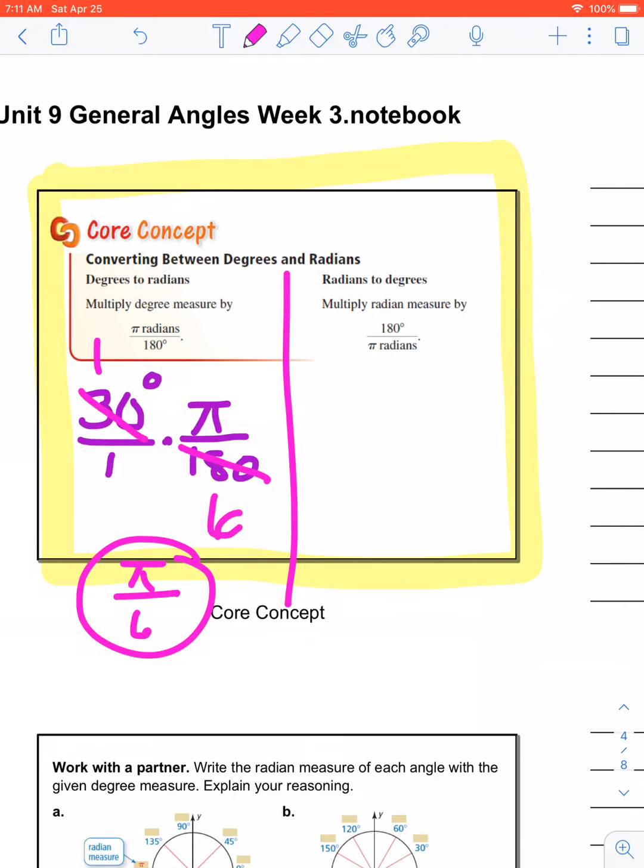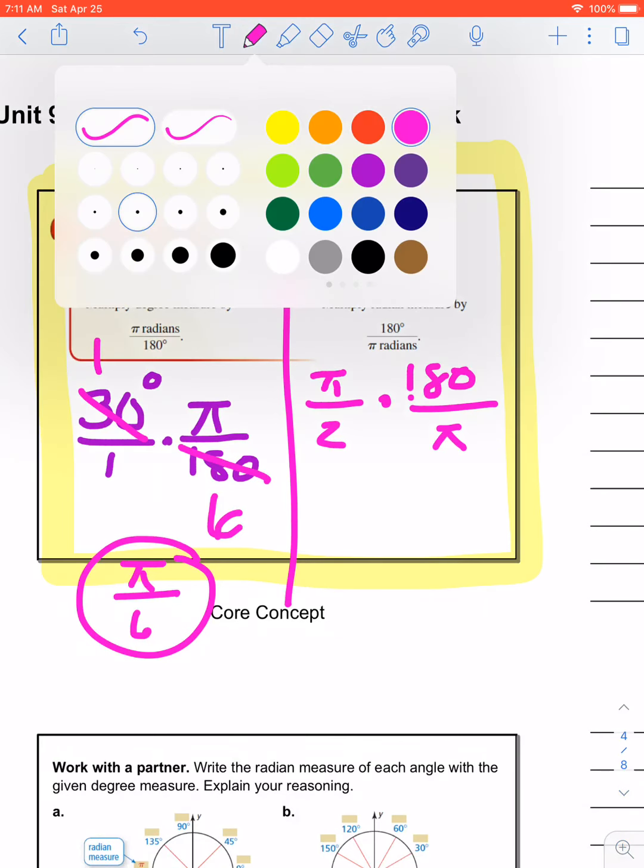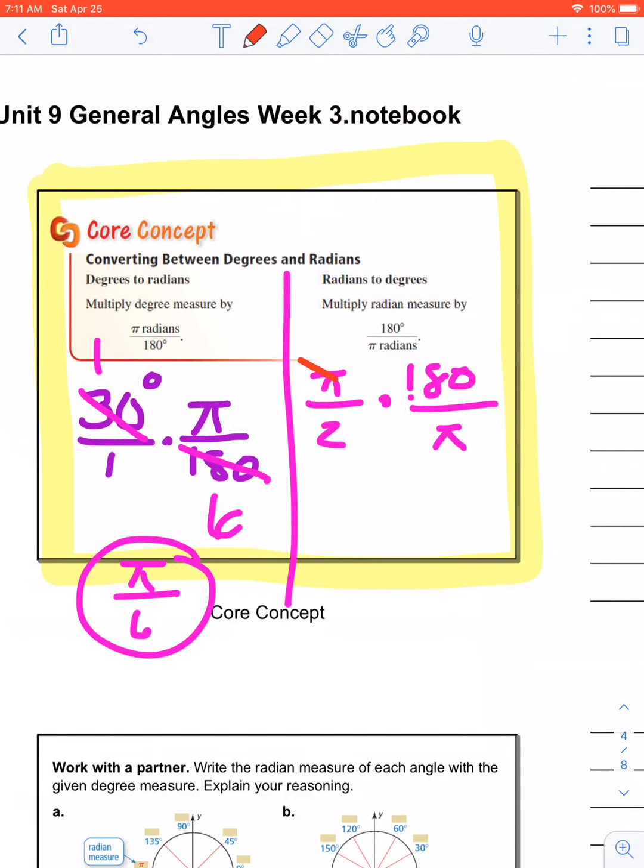Let's do the opposite. Let's change a radian measurement to a degree. So let's say I have pi over 2, and I want to change that to degrees. So I'm going to multiply it by 180 over pi. Again, I'm going to cross simplify. I think that's really important to always do. So the pi's are always going to cancel. Whenever you're going radians to degrees, your pi should cancel. This is going to go to 1. This is going to go to 90. So pi over 2 is the same thing as 90 degrees.